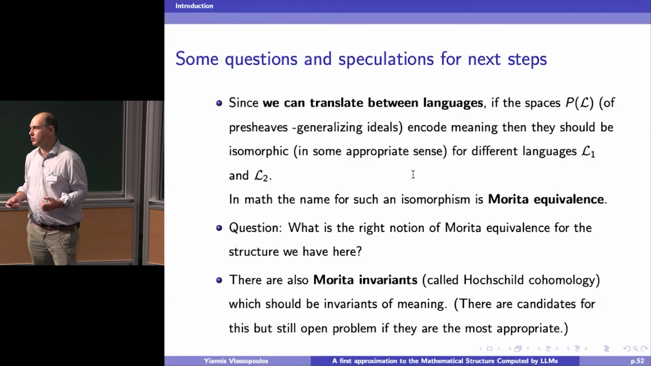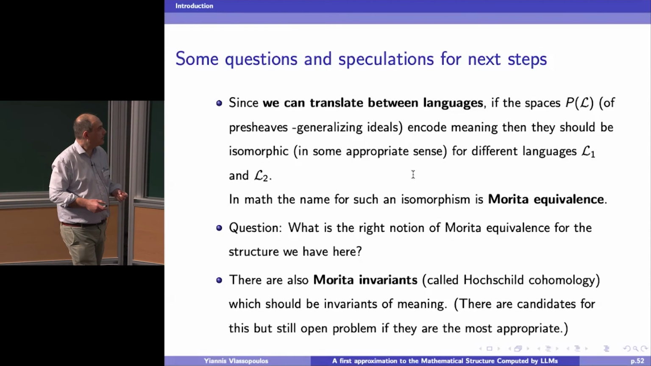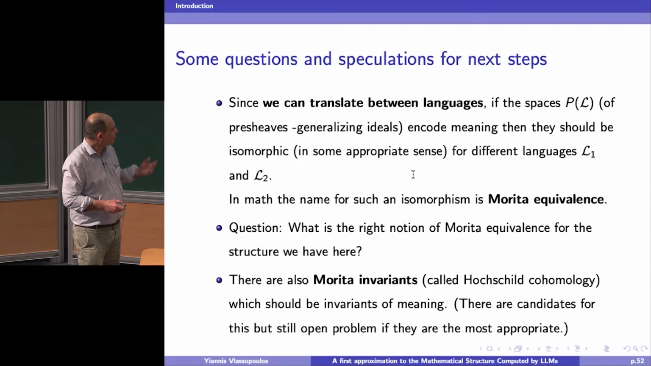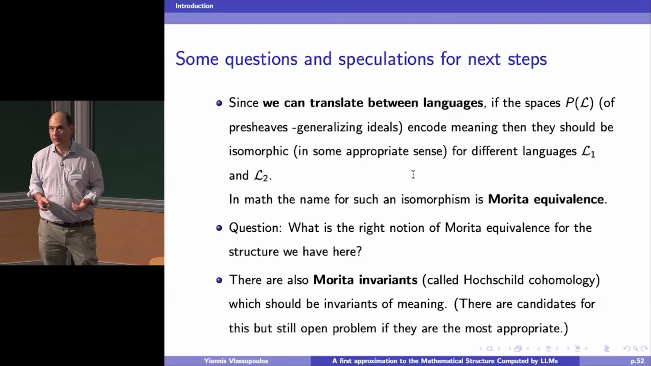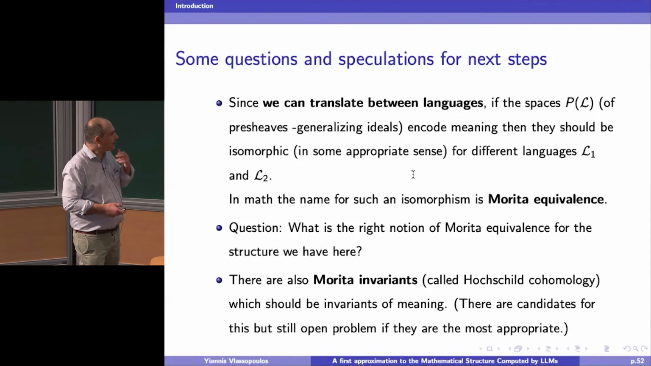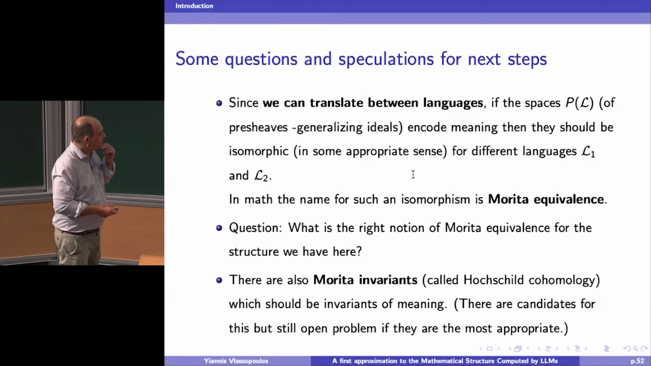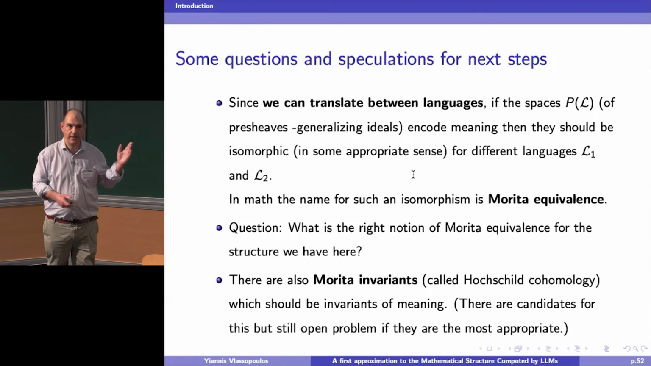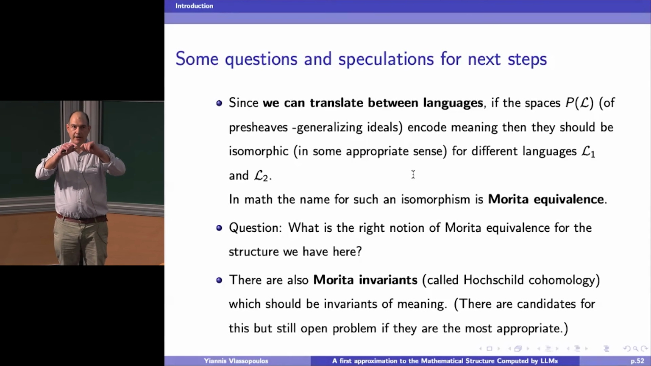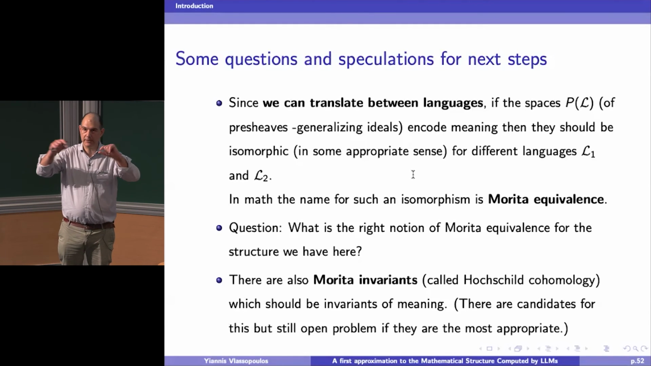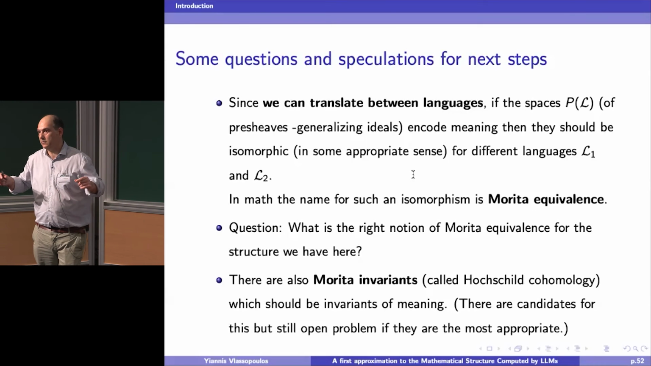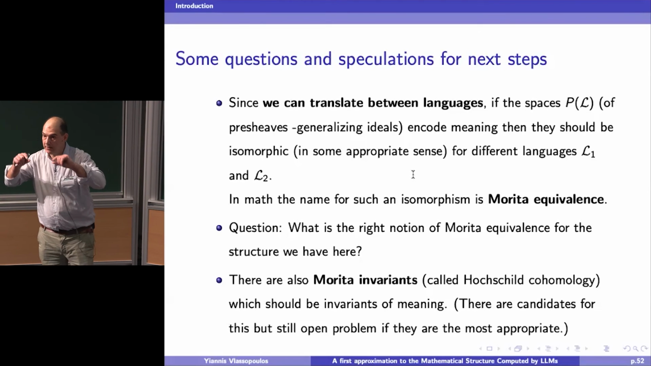This is a well-known notion in the study of Morita equivalence, and the invariant is basically something called Hochschild cohomology. The question is, what is the Hochschild cohomology in this particular sense? It's not clear how to go from one sentence to another, but the question is how you can go from the meaning of one sentence to the meaning of the other, if two things have the same meaning.